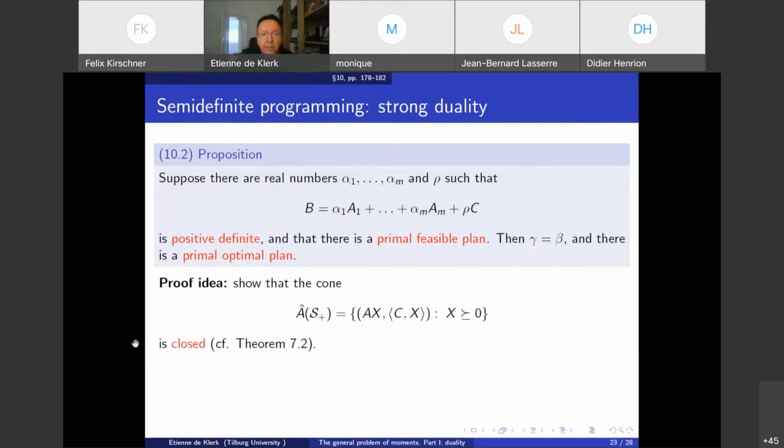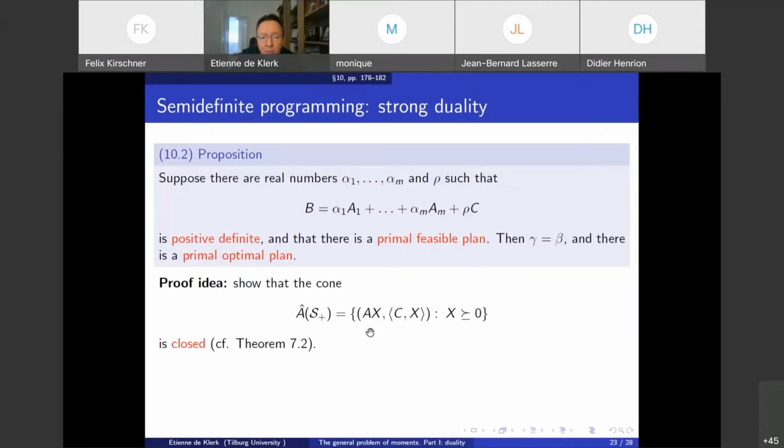Okay, so how does one get this condition from the theorem on strong duality that we proved? The thing that we have to remember, the condition in our theorem, was that a certain cone had to be closed in the right topology. So this cone was this thing. This was the image of the underlying cone that we're working on, in this case a semi-definite cone, under this linear operator A hat.